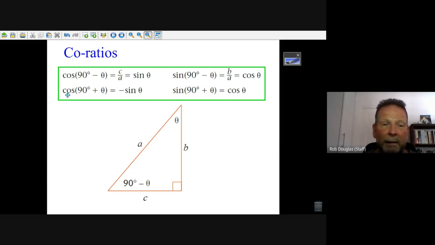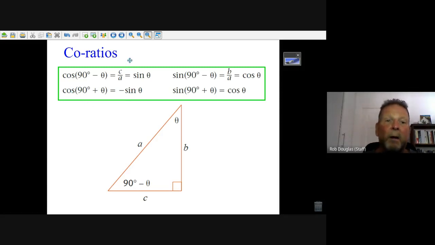The cosine of 90 degrees plus theta turns out to be just sine theta, but it's negative there. That's because 90 degrees plus theta is in the second quadrant, and cosine is negative there. So that means your answer must be negative. That's the only one that's a little bit weird. If you see 90 plus x with cosine, it's minus sine x.